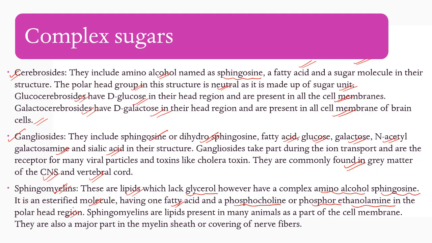Sphingomyelins are lipids present in many animals, as a part of the cell membrane. They are also a major part of the myelin sheath, the covering of the nerve fibers. So the myelin sheath covering of nerve fibers is made by sphingomyelins. Gangliosides are present in the vertebral cord and the gray matter of the CNS, and cerebrosides in the cell membranes of the brain. So these are all the complex sugars.